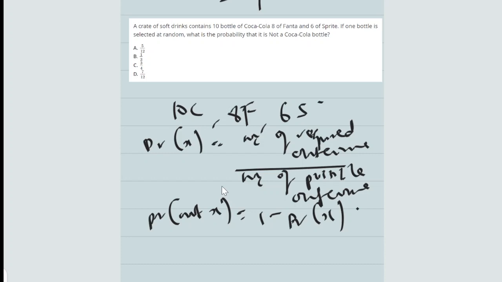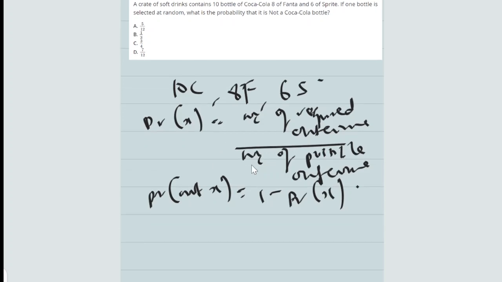or if you don't want to do that, since it is not Coca-Cola, then it will be what? Fanta and Sprite. I hope you understand now. But the total soft drink, you can add them together. That is your possible outcome. That is 10 plus 8 plus 6. That is 24. I hope you understand now.